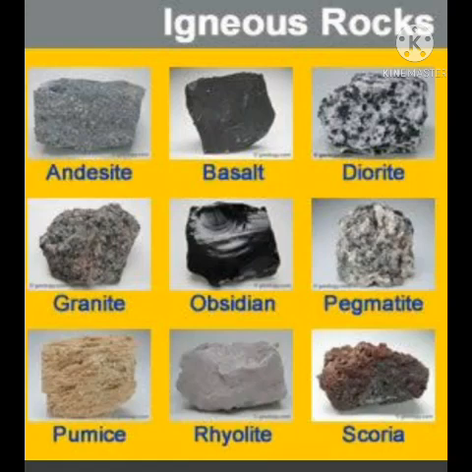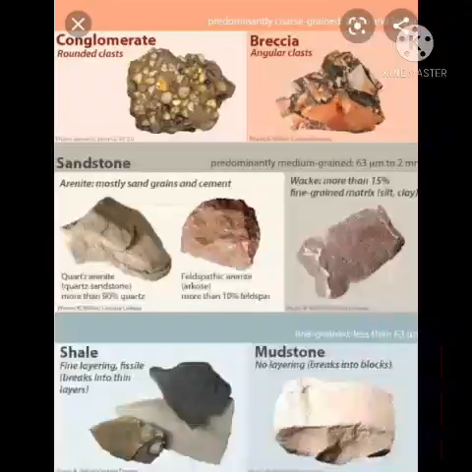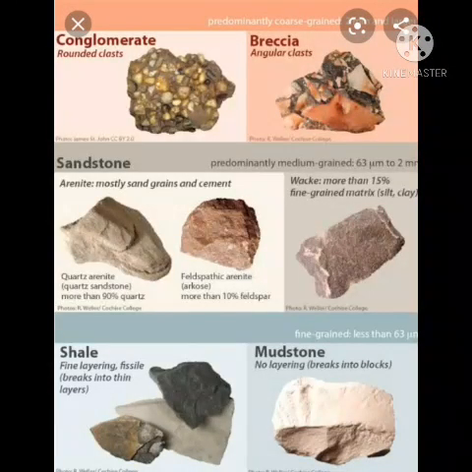Since they cool down very slowly, because inside the earth the temperature is very high, they form large grains. Granite is an example of such a rock. All the grinding stones, which are used to prepare pastes and powders of spices and grains, are made up of granite. So granite is an example of intrusive igneous rocks. These were the two kinds of igneous rocks.